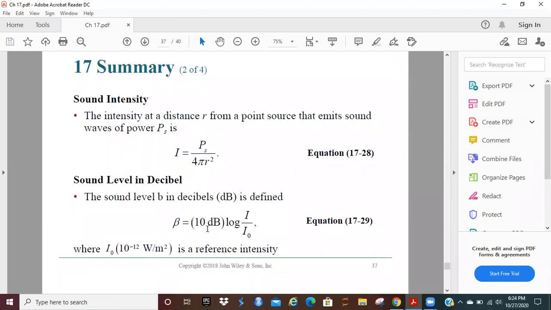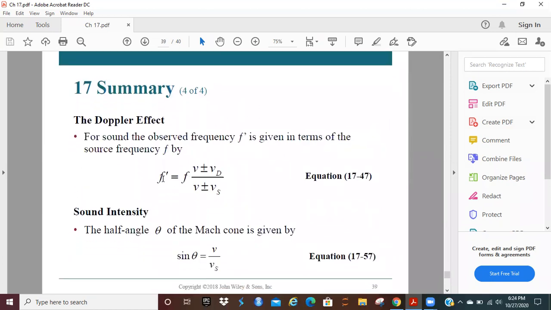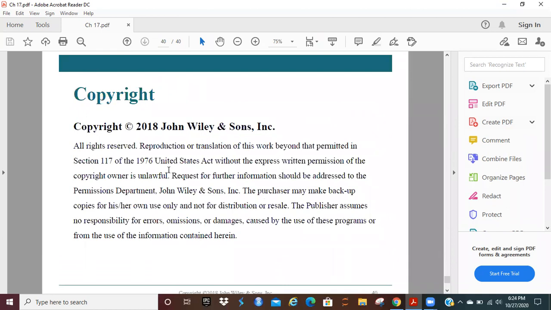Okay, waves can be some pretty cool things, and I think as you go through the material in the book, you'll find some of the examples are pretty interesting.